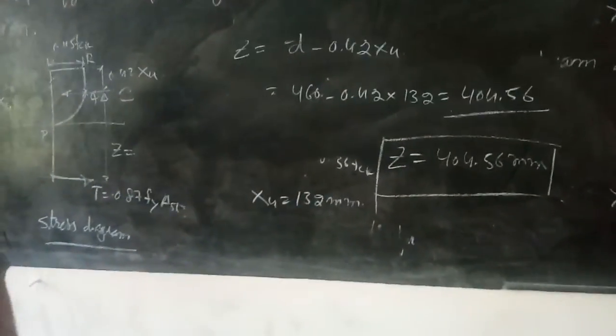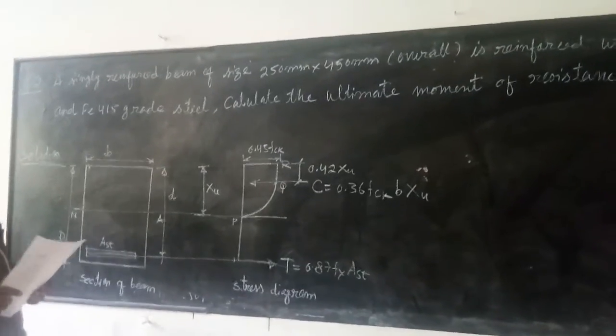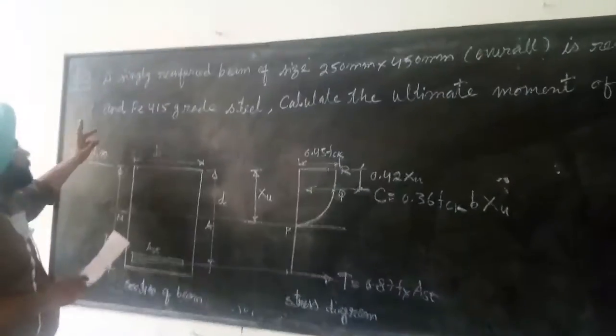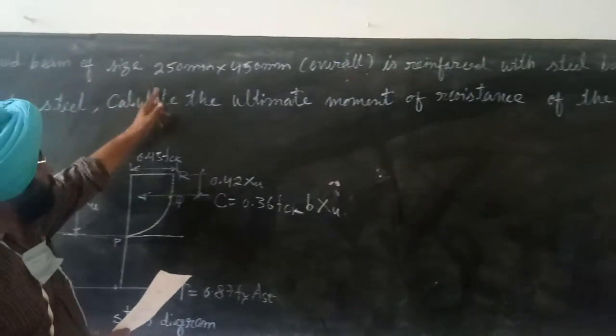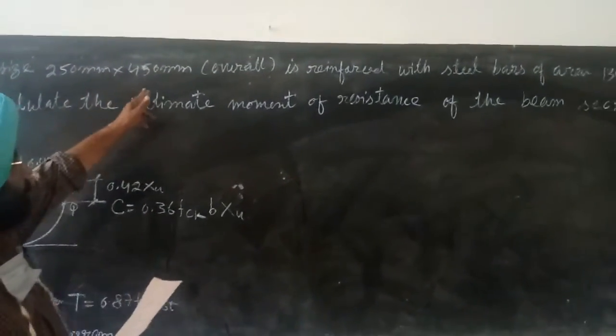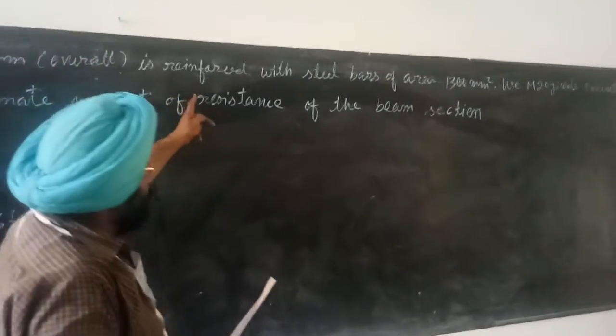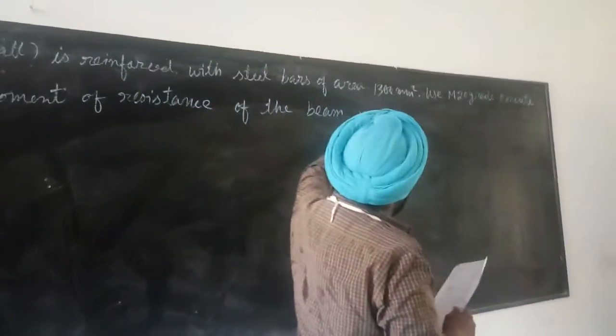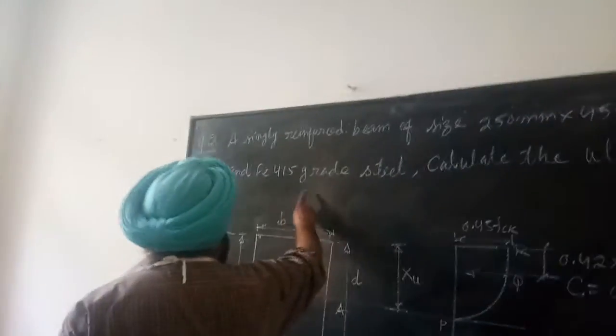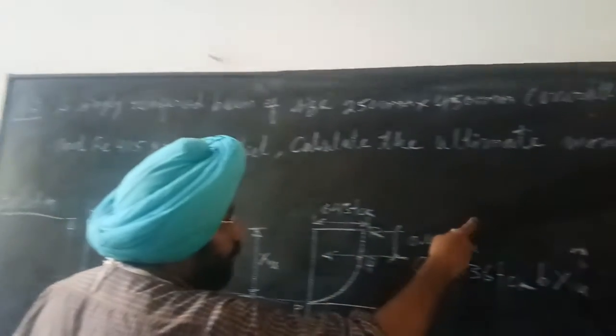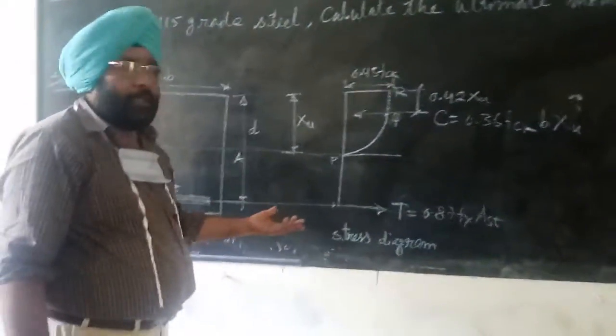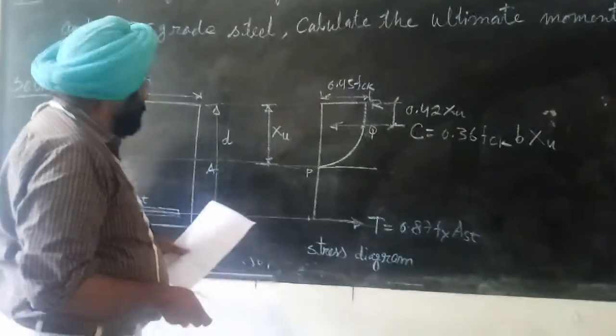So the next question is question 3. The second question: a singly reinforced beam of size 250 millimeter by 450 millimeter overall is reinforced with steel bars of area 1300 square millimeter. Use M20 grade concrete and Fe 415 grade steel. Calculate the ultimate moment of resistance of the beam section. This is the section of the beam and this is the corresponding stress diagram. So the data given to us.